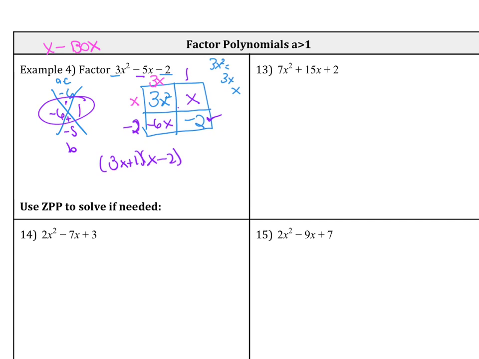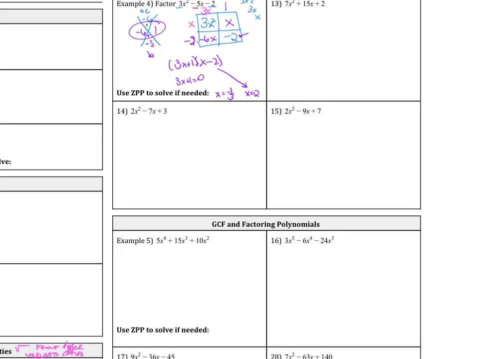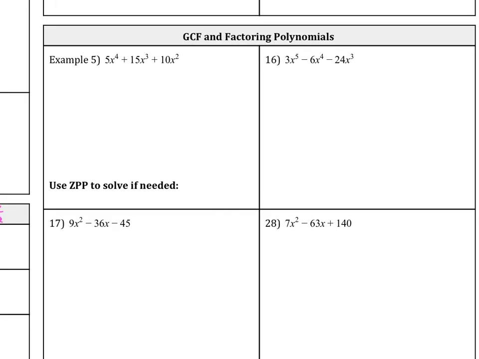Now, as a reminder, if you needed to do zero product property to solve, this right one would be x equals 2. And this one, you could set it equal to 0 to solve. And when you do that, you would find it's negative a third. Now, for these, again, just factor. The very last thing is GCF and factoring.